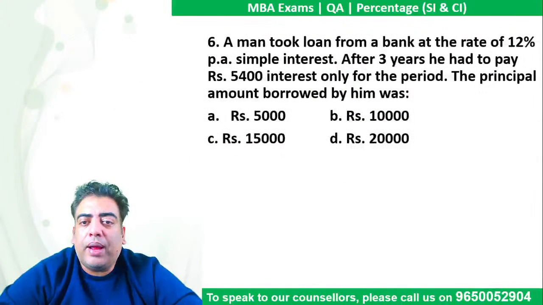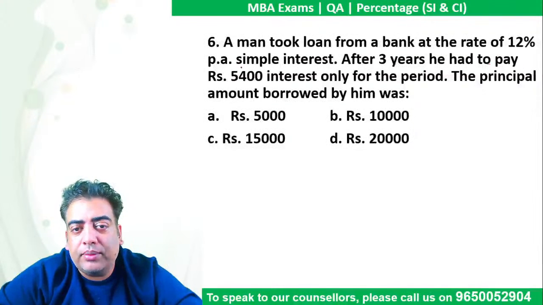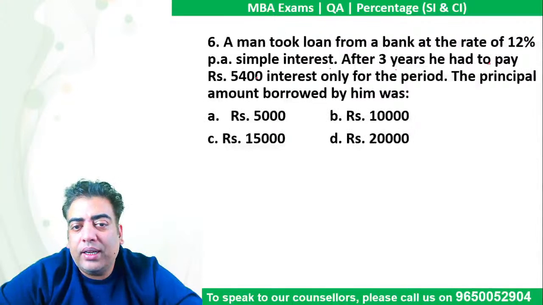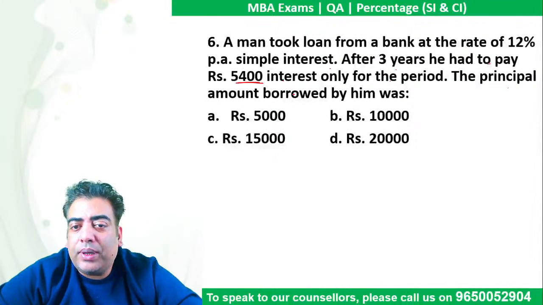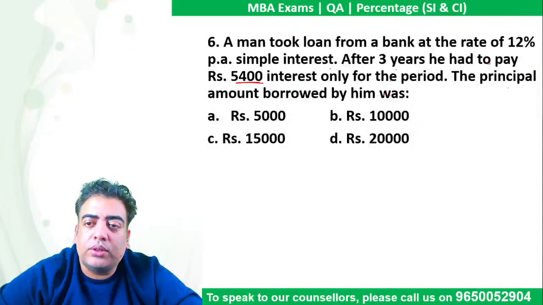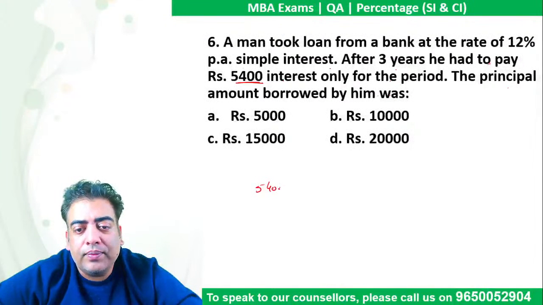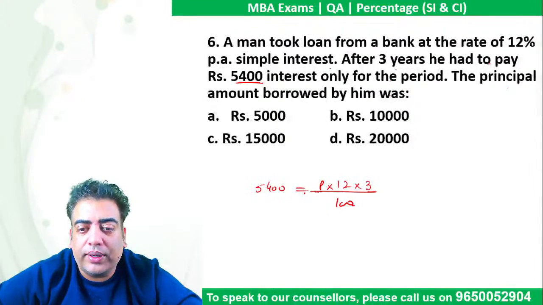Here it says a man took a loan from a bank at a rate of 12% per annum simple interest. After 3 years, he had to pay rupees 5,400 as interest only for the period. The principal amount borrowed by him was, so as we are already given the interest he is supposed to pay, and we need to find the principal value wherein the rate of interest is 12 and time period is 3. So we need to solve it.